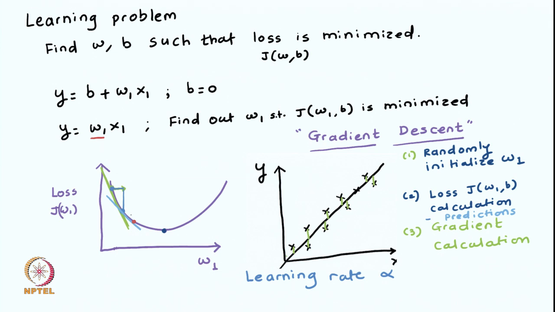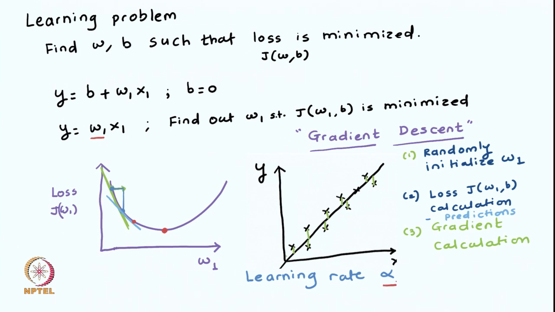Now you can see that as we approach this particular point, which is our golden point, where the loss has the minimum value, as we go closer and closer to that point, the derivative or the gradient will become smaller and smaller. At this particular point, the gradient will be 0 because it is a minimum point. So as we move closer to the minima, the gradient value will become smaller and smaller.